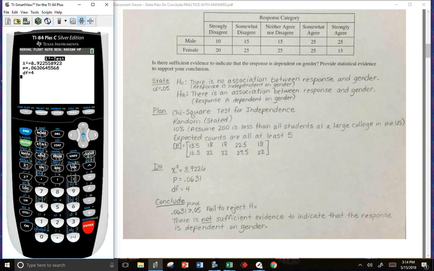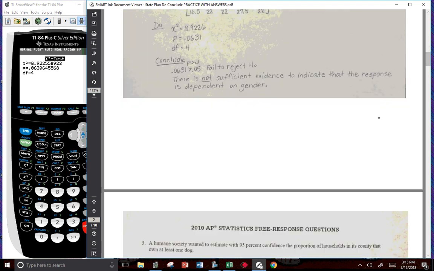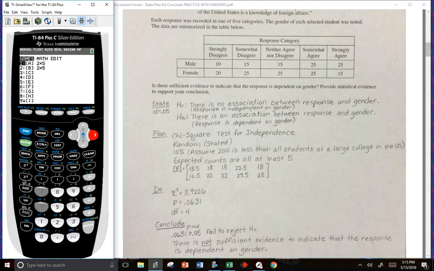A humane society wanted to estimate with 95% confidence the proportion of households in its county that own at least one dog. Interpret the 95% confidence level in this context. This is the stuff I have confessed that I don't like, interpreting the confidence interval and interpreting the confidence level. You should all, I hope, be really good at interpreting the confidence interval by now. That's the conclusion sentence. Do y'all remember it? We are 95% confident that the interval from such and such number to such and such number captures the true population proportion of households that have at least one dog. But that's not what they want. They want the confidence level.